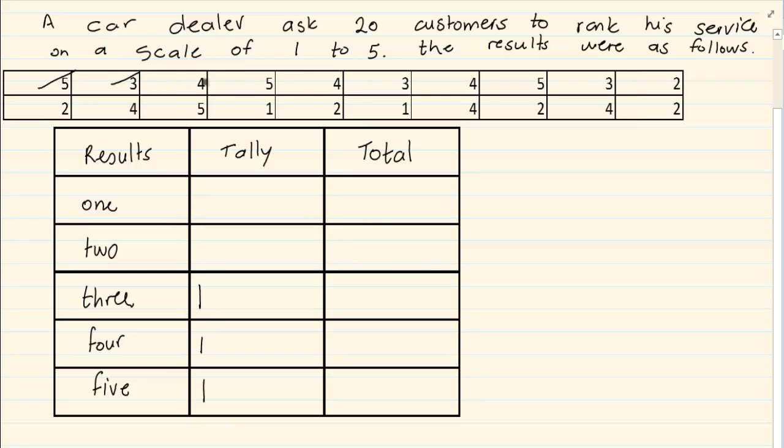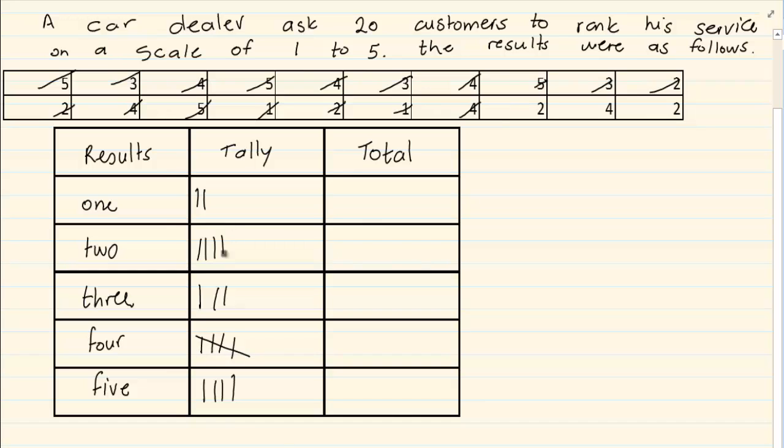Then we have 4. 5 again. 4 again. 3. 4. So every time I'm striking one, I'm putting a stroke under tally. 5. 3. 2. 2 again. 4. 5. 1, 2, 1, 4. Now look at it, right? 4, we've already got 1 stroke, 2 stroke, 3 stroke, 4 stroke. When you're doing tallies, the 5th stroke is a cut through all 4.